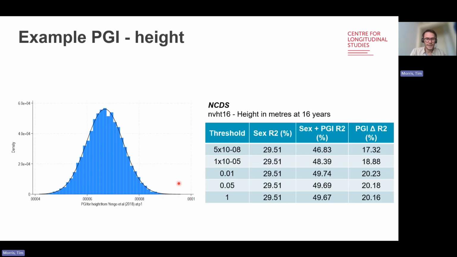Here's an example PGI for height in the NCDS, so you can see it's normally distributed. This is the all-SNP PGI. And on the right here, we've got a table of results. This shows the variance explained in this measure of height at 16 years in the NCDS using only sex and the first 20 principal components of genetic variation. And this second column shows the explained variance when we add in the PGI. So we end up with this incremental R squared showing the additional variance that the polygenic score explains. And we see that, generally, as we use more liberal thresholds in our PGI, we explain a bit more variance.